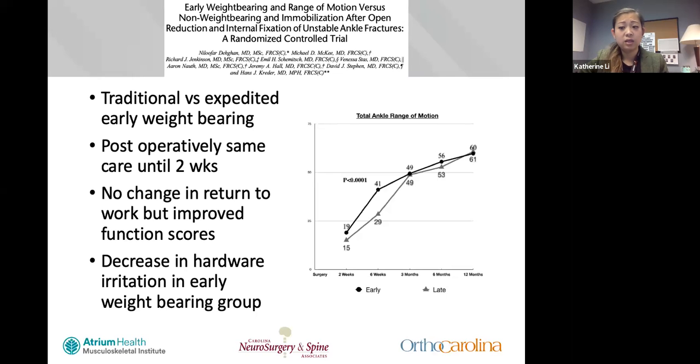And also, interestingly, they found that the patients who they let weight bear early had lower rates of hardware irritation and lower incidence of planned or performed hardware removal compared to the late weight bearing group.